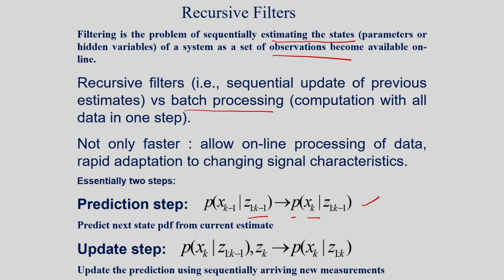And after this, what is the prediction? Predict the next state pdf from the current estimate, that is the prediction. After this we have to do the update, that is the update step.